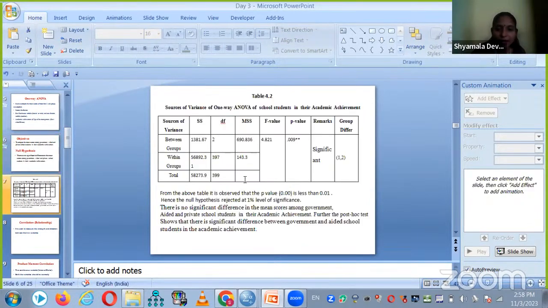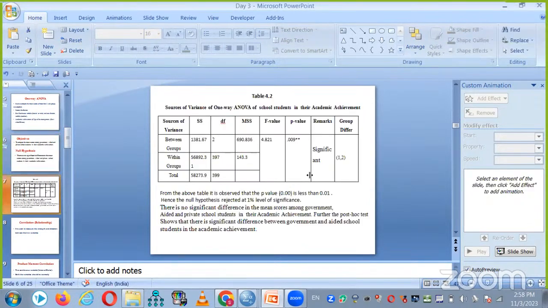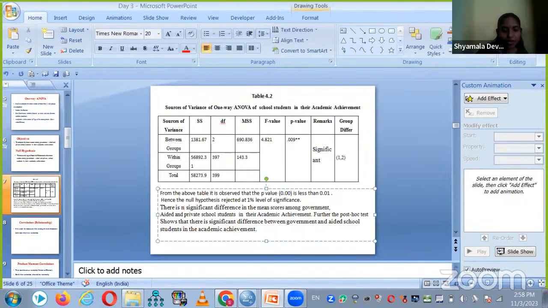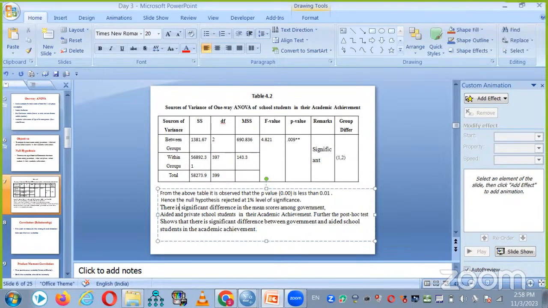Yes. The null hypothesis is no significant difference. But here you have written there is no significant difference in mean scores. It should be. Okay, thanks. I just copied that, so I forgot to delete it. So it should be there is a significant. Yeah, okay, yes. Got it.